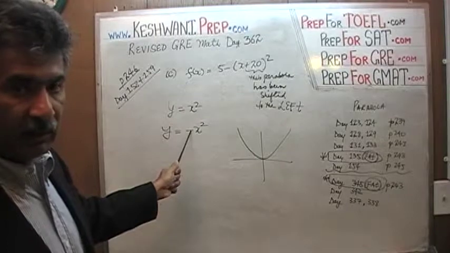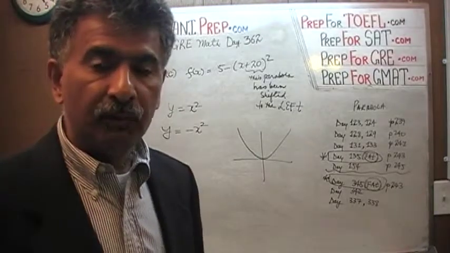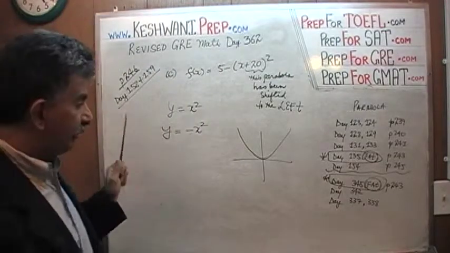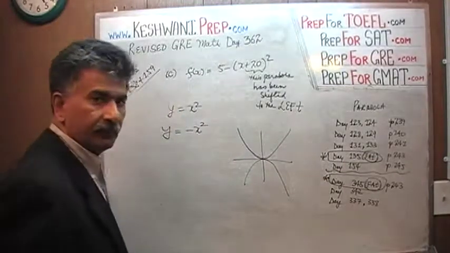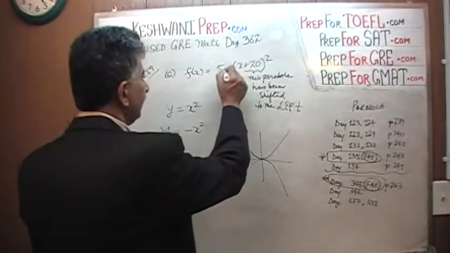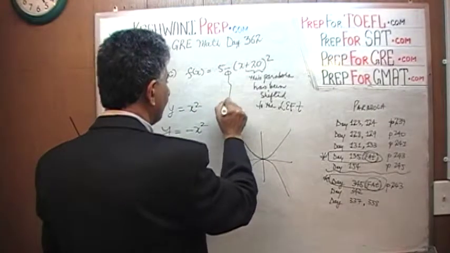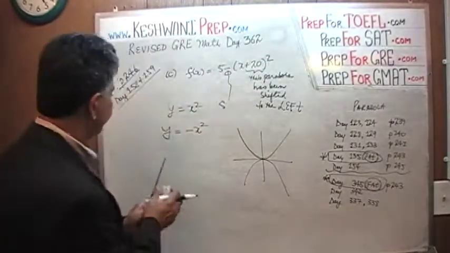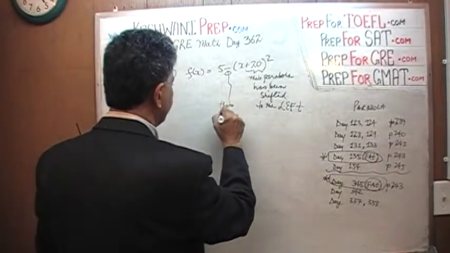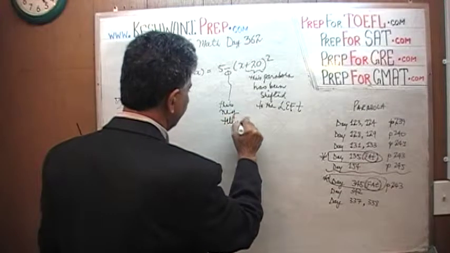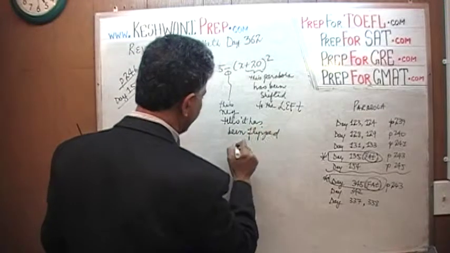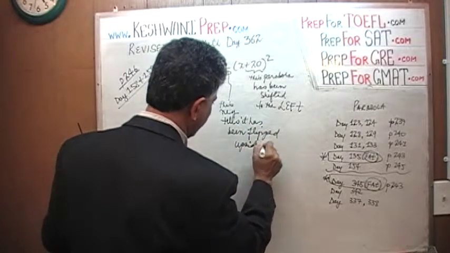All the values of the y's are going to be the exact same values for each corresponding value of x, except they're going to be all negative, which means it's been flipped. The parabola has been flipped. It's upside down. So this negative part tells us that it's been flipped. This negative tells us it has been flipped. It's upside down.